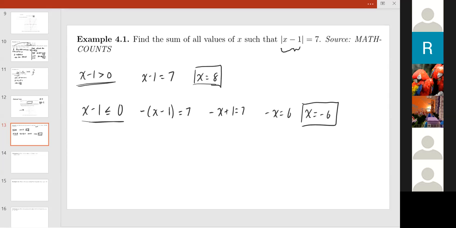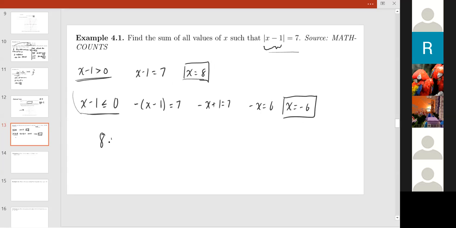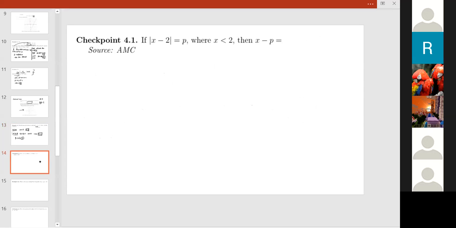And so we've looked at all cases. So the sum of all values of x such that this is satisfied is just going to be 8 plus negative 6. That's 2. So that's our answer. So now you guys can try this checkpoint.